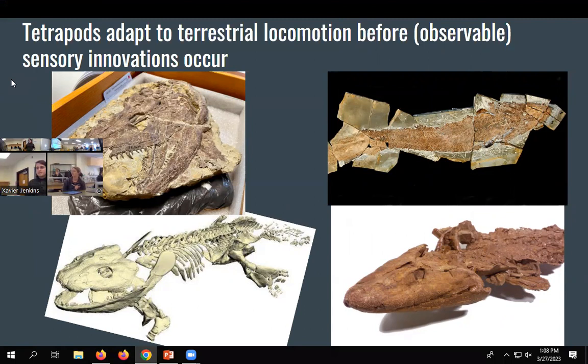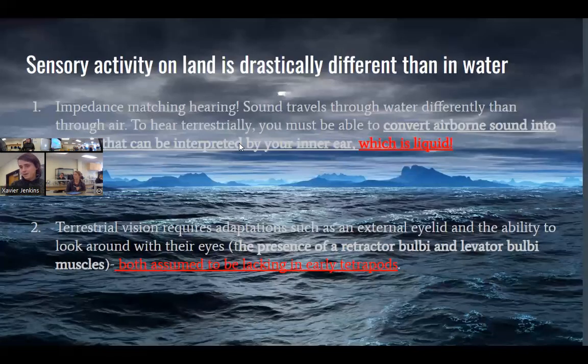So tetrapods, like these 4 fossils here, are tetrapodomorphs. They evolve adaptations for locomotion, or simply limbs, far before they at least evolve observable adaptations to sensory innovations on land. That is, hearing on land is going to be a lot more difficult, a lot different than hearing or seeing in the water. In part, when you hear in water, so fish that hear in water, sound vibrations are moving water that are hitting your inner ear. Your inner ear system is liquid. So terrestrial animals need to be able to hear via airwaves that are hitting and displacing their inner ear liquid.